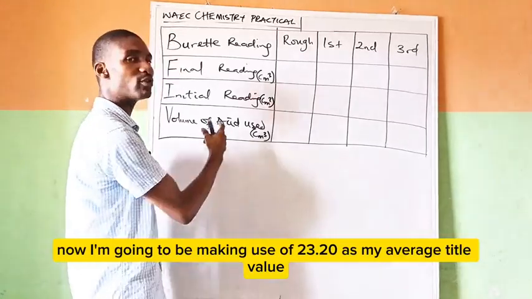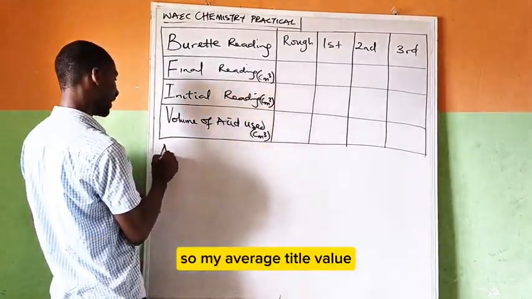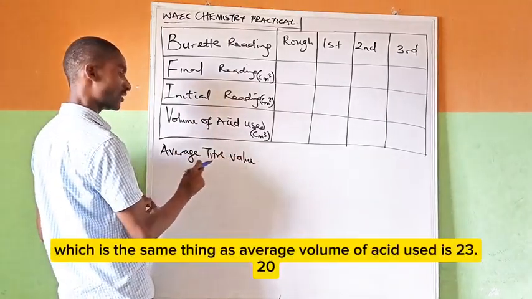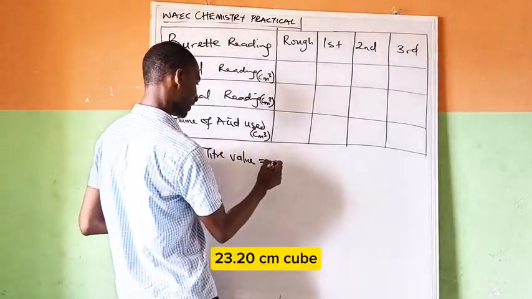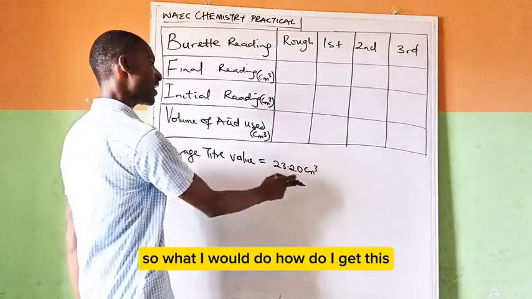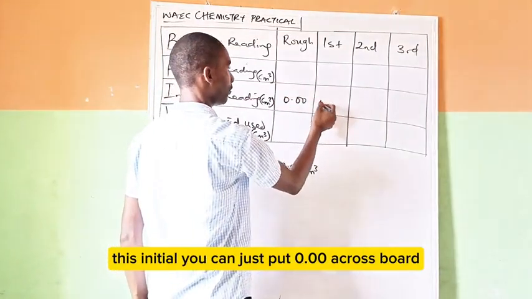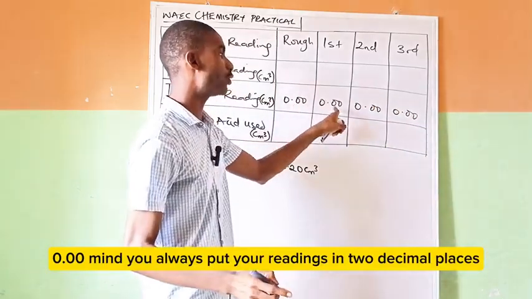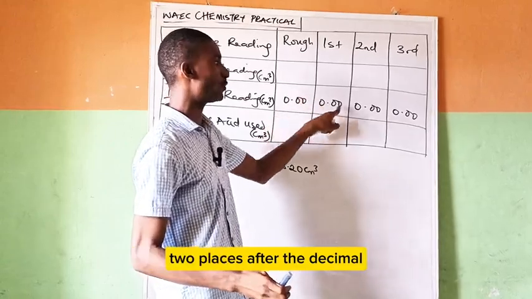Now, I'm going to be making use of 23.20 as my average titer value, which is the same thing as average volume of acid used. 23.20 centimeter cube. So how do I get this? The first thing, initial. For this initial, you can just put 0.00 across the board. Mind you, always put your readings in 2 decimal places, that means 2 places after the decimal.